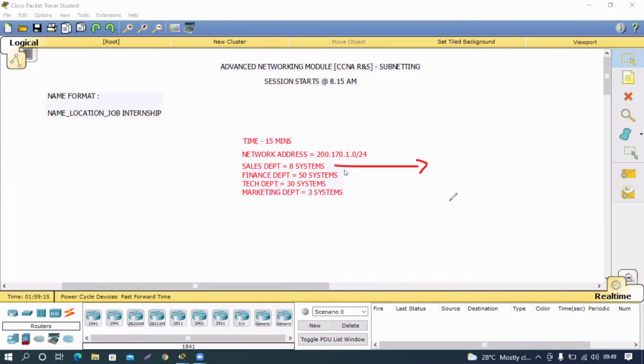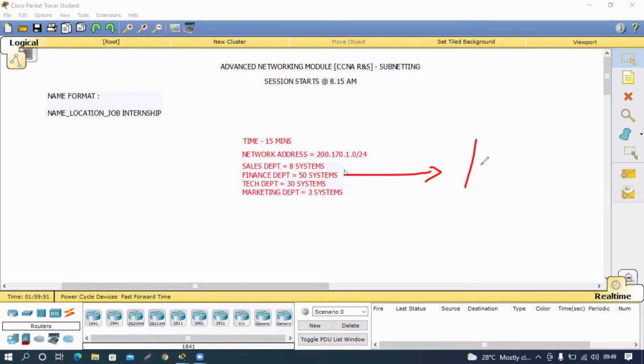Subnet mask, slash what value have you got? Which requirement are you doing first? 610. So we take the finance department, 56. Finance department, right? So it will be slash... sorry sir, I'm not getting the value.